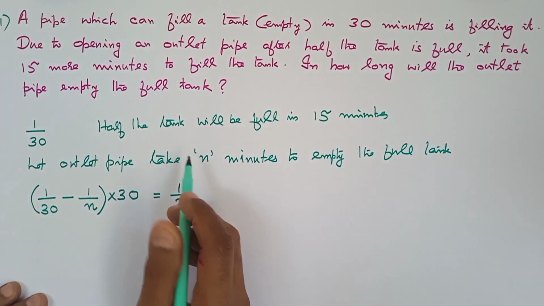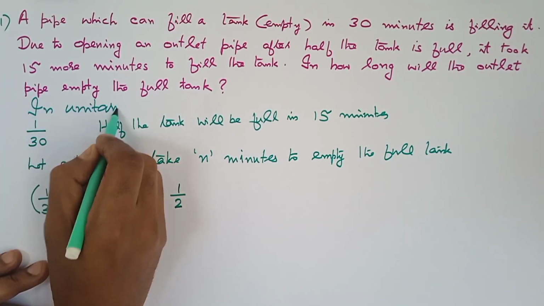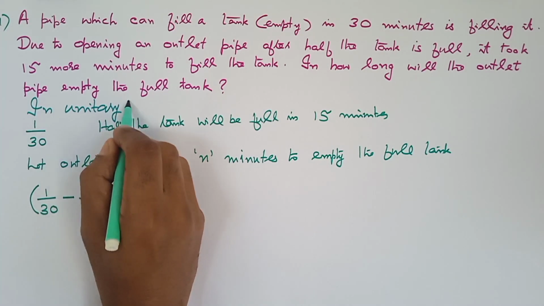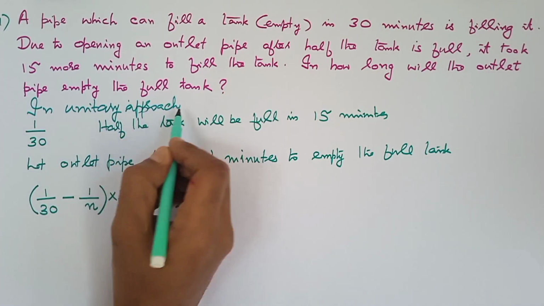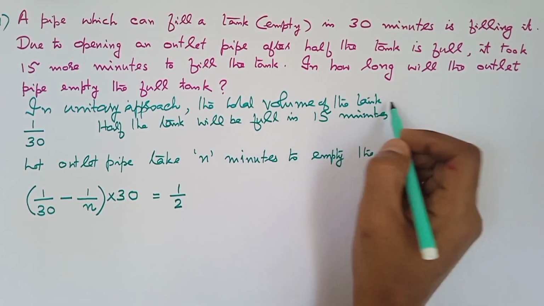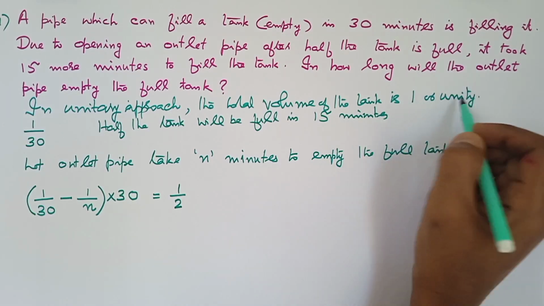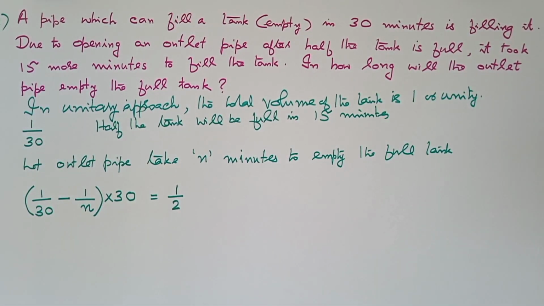In the unitary method, I forgot to tell you something. We have done most of our problems using the LCM method. In the unitary approach, the total work, or in this case the total volume of the tank, is taken to be 1, or unitary. I have already explained this in my basic video covering the basic concepts of time and work, which is given in the description below for your reference.